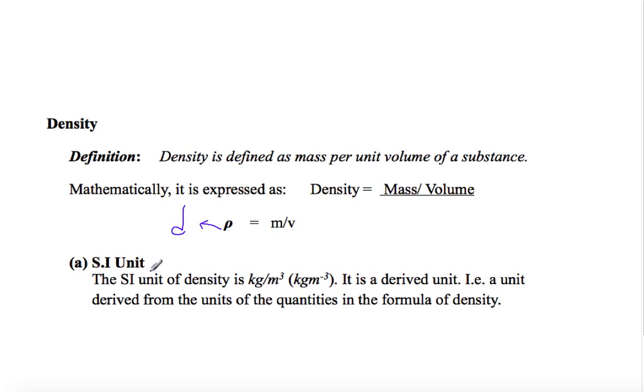What is the unit of density? The SI unit of mass is kilogram, the SI unit of volume is meter cubed, so the SI unit of density equals kilogram per meter cubed. But sometimes in questions you may face gram per centimeter cubed, which is also a unit of density.